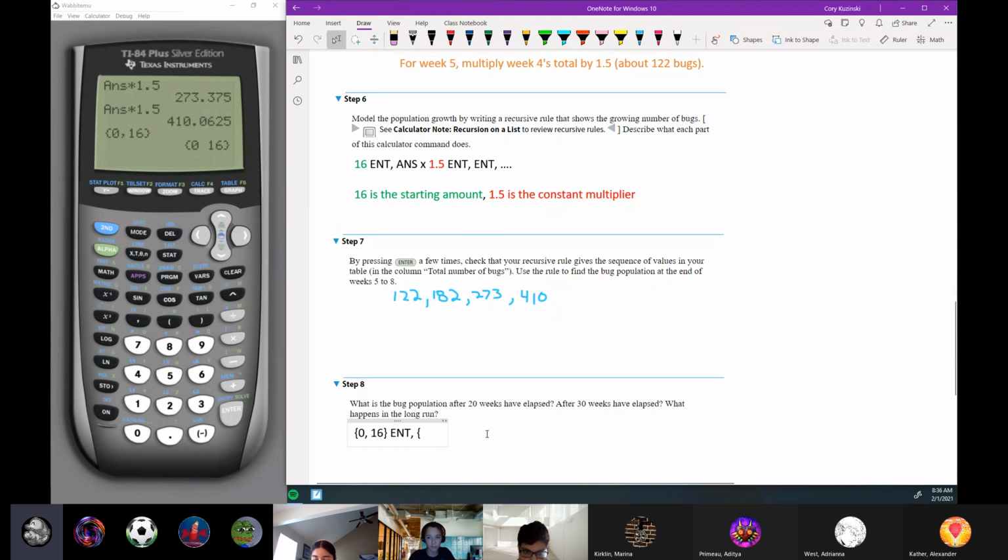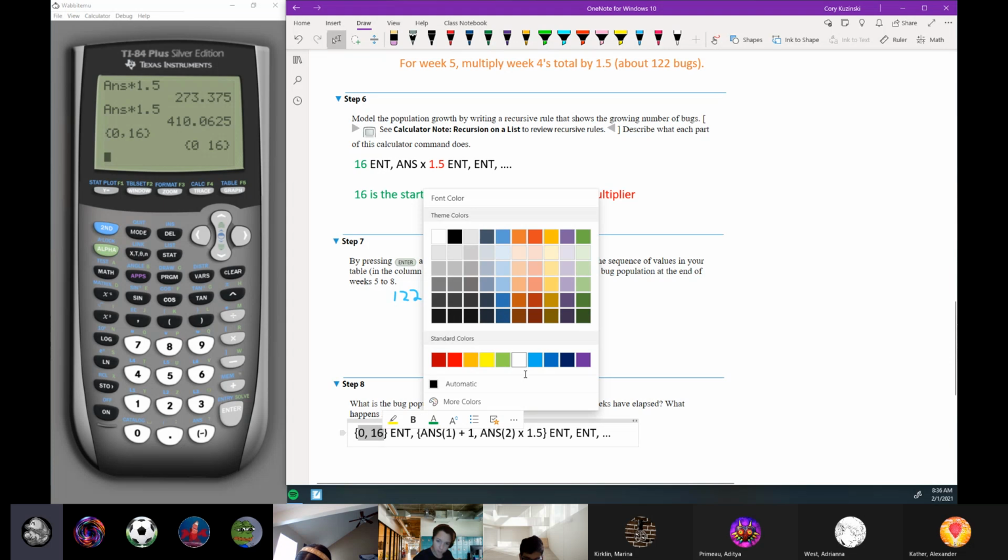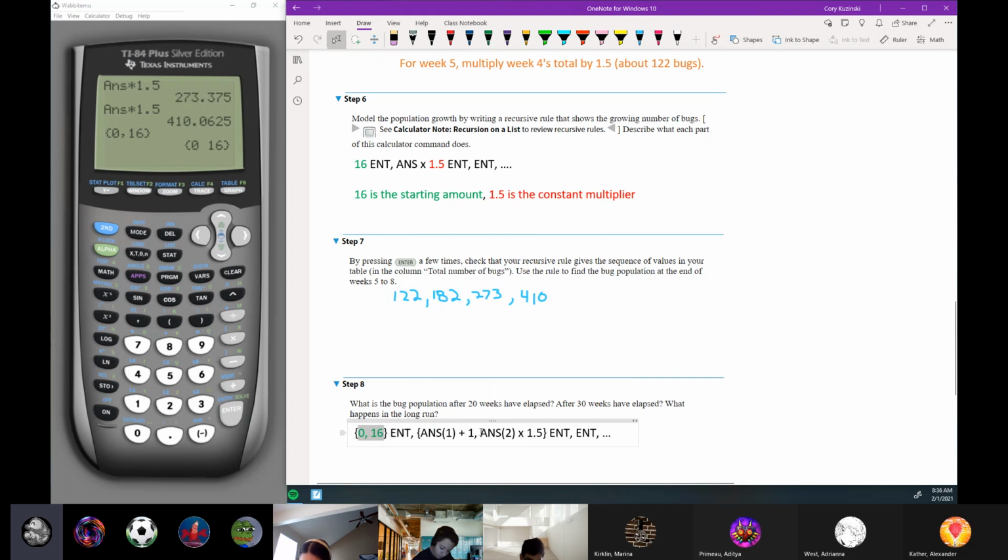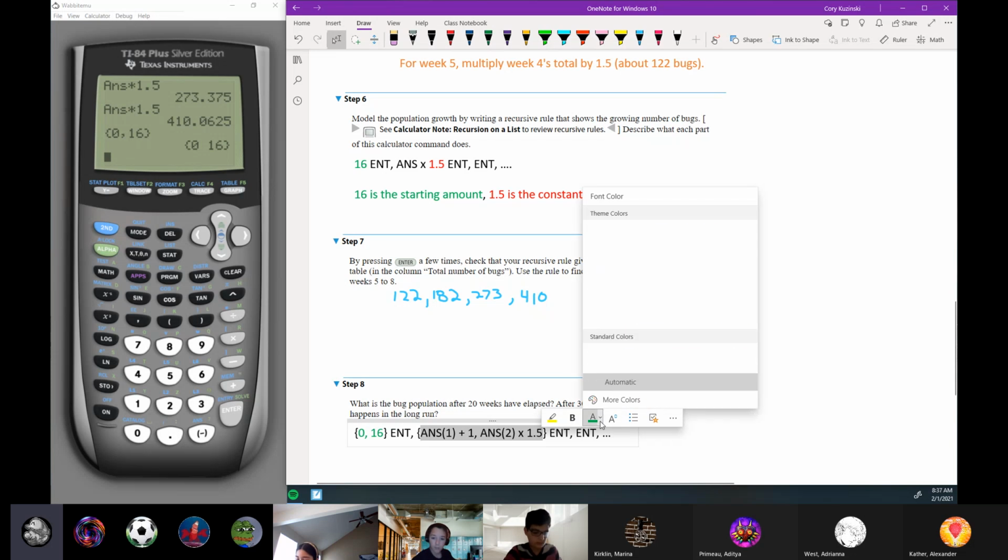I'm going to take answer number 1, which is the weeks, and add 1 to that. And I'm going to take answer number 2, and multiply that by 1.5. I think this will help me keep track of things a little bit better. So again, this is our start, and this is our multiplier now, our increase, our rate of change.